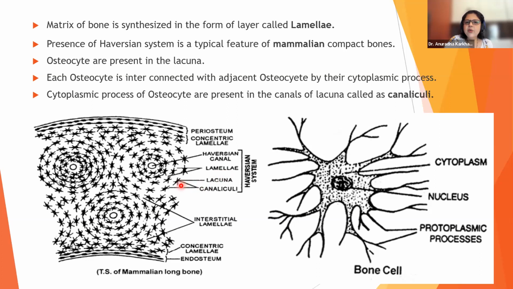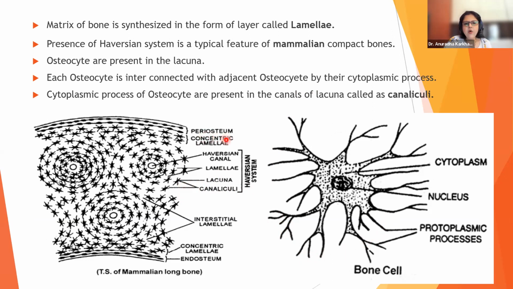You can see the lacuna. Lacuna is where the osteocyte will be present. Lacuna के अंदर osteocyte present होता है. And these are the processes of this osteocyte called canaliculi. So ये जो सारे हैं ये canaliculi हैं. Protoplasmic processes are nothing but the canaliculi. Understood how it looks?